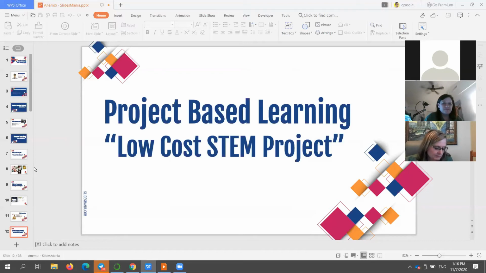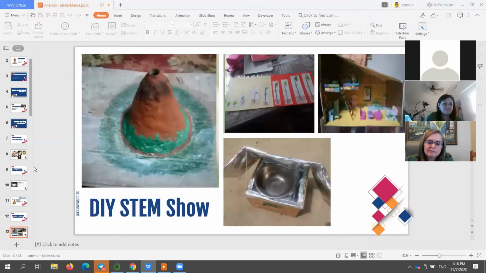why not do a project-based learning, a simple low-cost STEM project, to get them engaged, to get their parents involved, to learn something new. And the results surprised me. Okay, I will show some pictures. Maybe it's a simple project, but they did it themselves using cement and recycled things. Here is a DIY. We put on a show, named the DIY STEM show, and we put it on our channels.